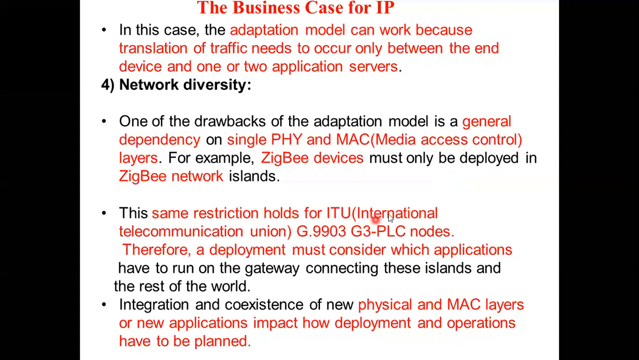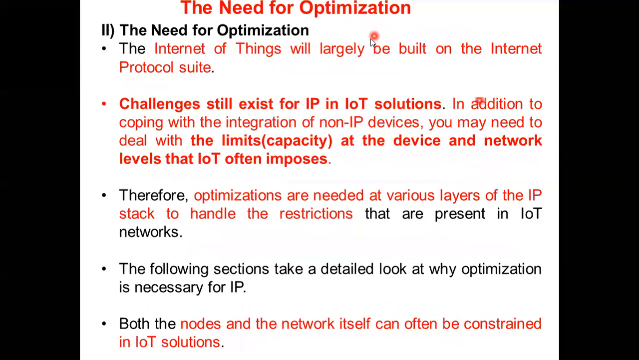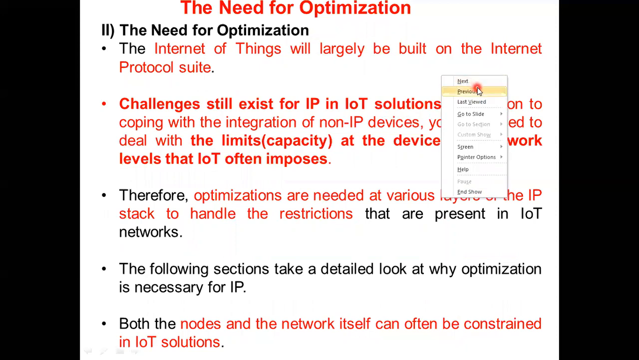ITU, International Telecom Union, the telecom standards body, is making G3 PLC, power line communication. Still, power line communication also has problems. What is power line communication? Smart grid: the electricity network is connected with the internet and communicates. We already discussed all these things in detail, and this optimization we will discuss in the next video.